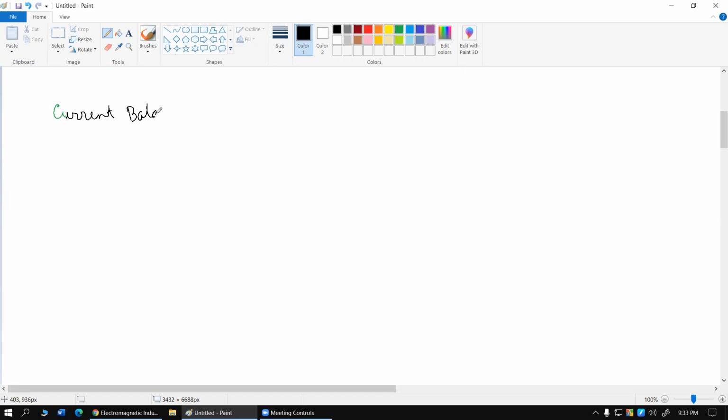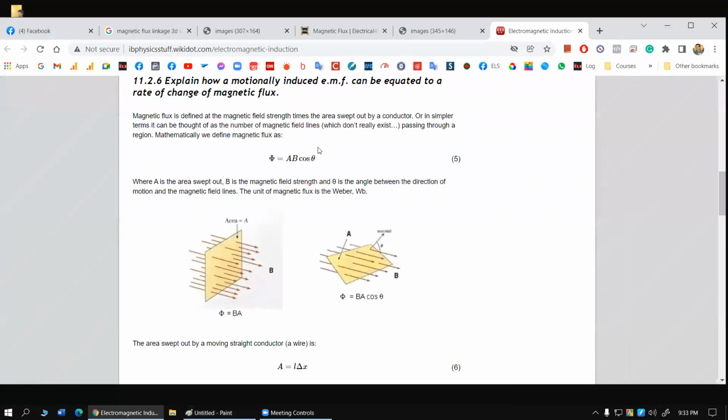Current balance. As the name proposes, there will be some current involved and there will be some balance involved. So I'm going to pick up a figure from the internet because I really do not want to draw this figure.